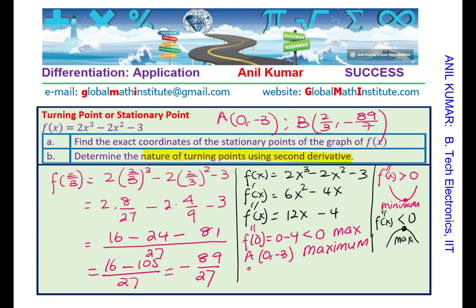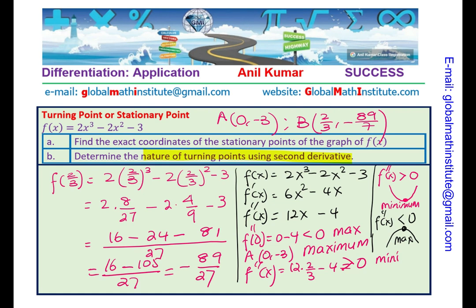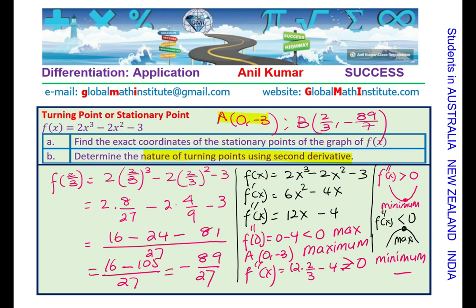Now, let's plug into the second derivative equation, which is a function, of course, 2 by 3 now, right? So, 12 times 2 by 3 minus 4. So, that means 4 times 2, 8. So, it is greater than 0, right? So, since it is greater than 0, it is a minimum. Get the idea?